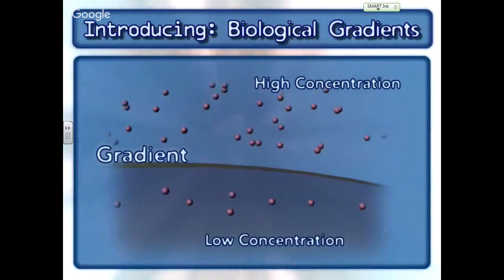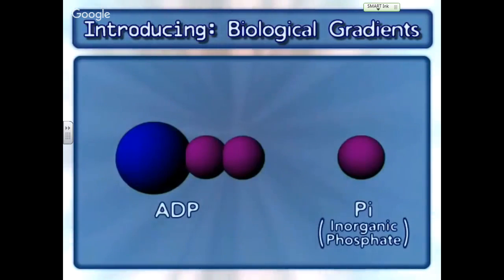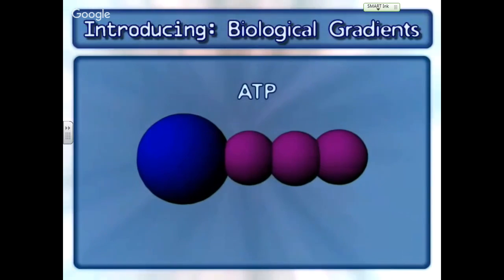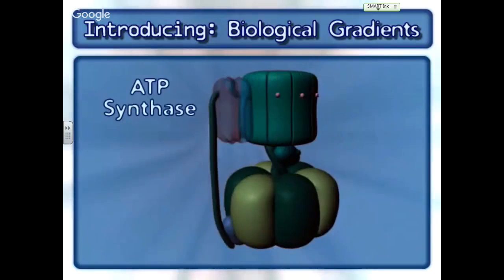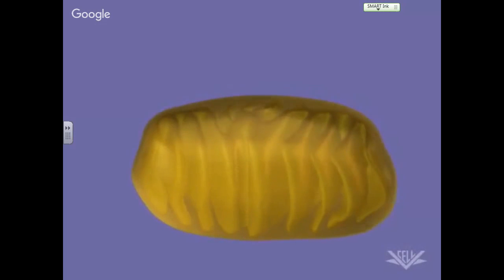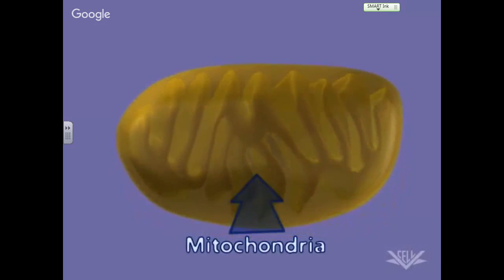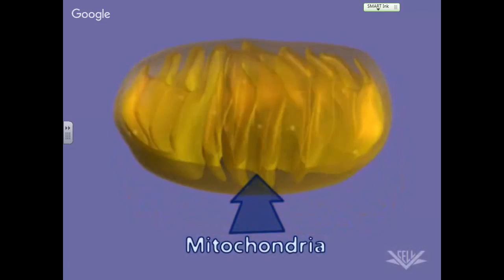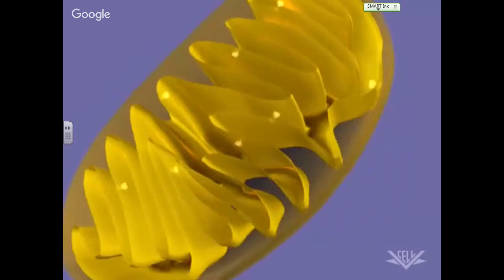This animation will demonstrate how the potential energy that results from a hydrogen ion gradient uses ADP and inorganic phosphate, also known as PI, to synthesize ATP. This process involves an enzyme complex called ATP synthase. Gradients and the potential energy they create are key aspects of the biological world. A good example of the use of a gradient occurs in the mitochondria when ATP is synthesized.